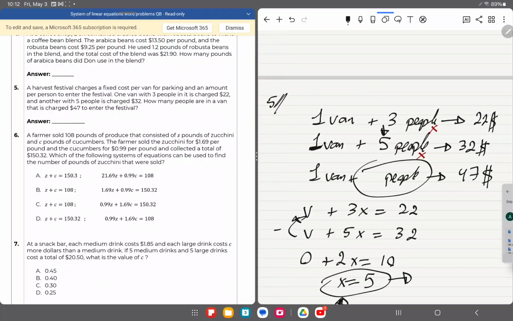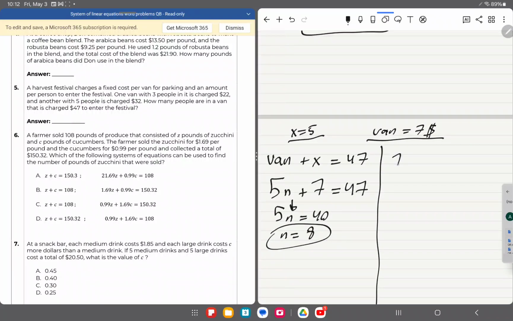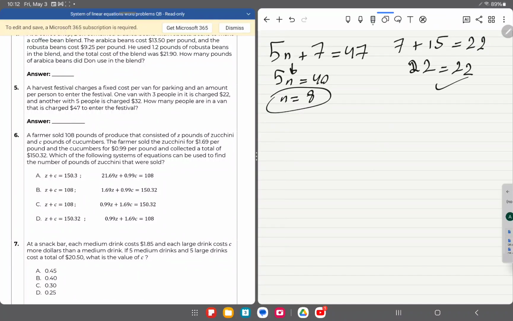So let us calculate this one. Let us prove it by checking. So one van is 7 plus 3 people times 5. So is it equal to 22? Over here we're checking. It's good to check. 7 plus 15 is equal to 22. So 22 is equal to 22. So my answer is correct. Now let's move on.